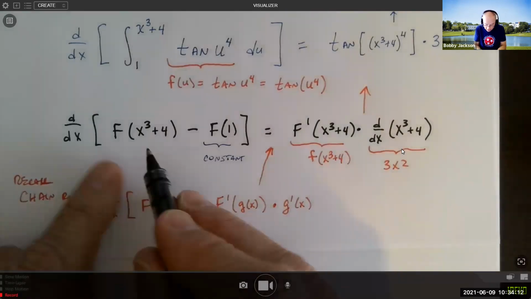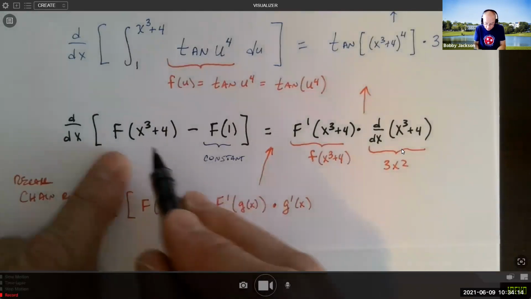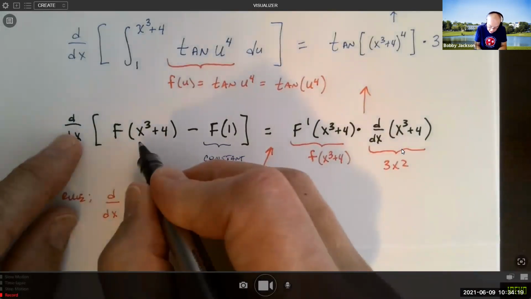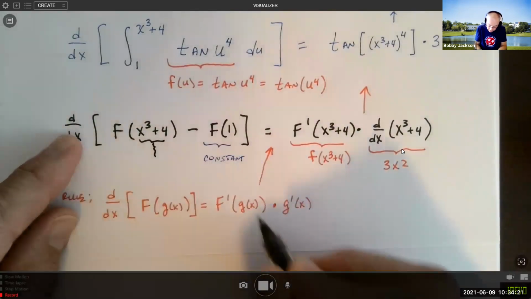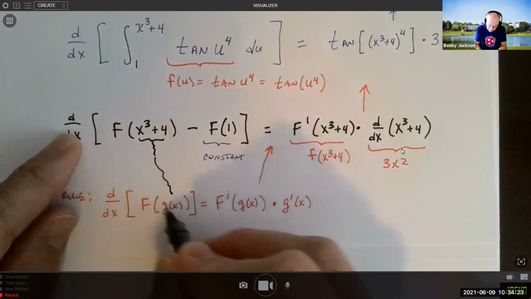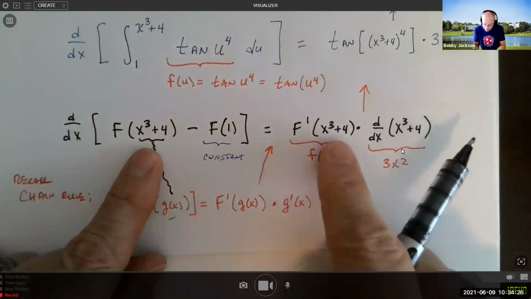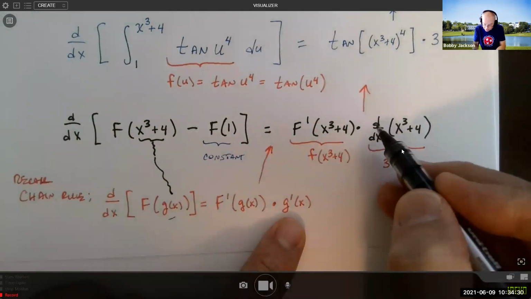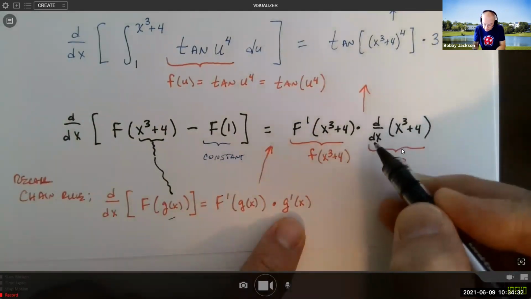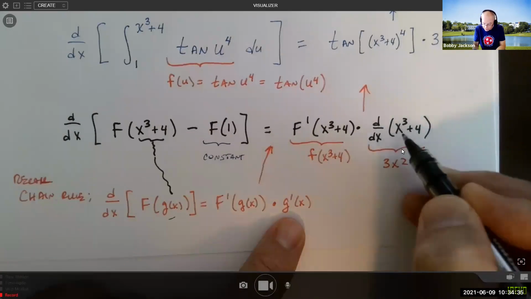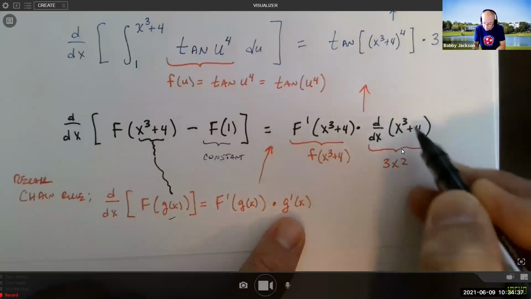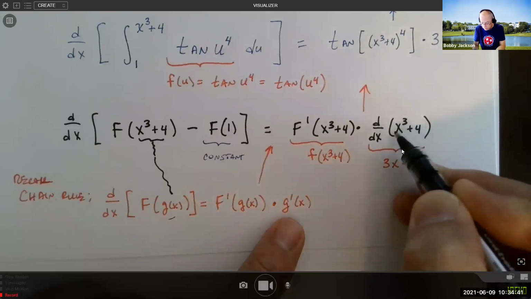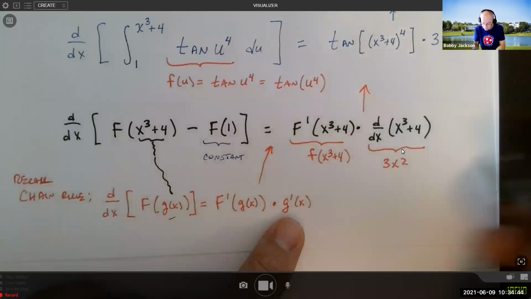So in this case, the outer function is capital F. So the derivative of the outer, F prime, all right? Evaluated at the inner. So the inner in this case, right, is what I'm calling this g of x. So x cubed plus 4 times g prime of x. Well, I can also write that in Leibniz notation, the derivative with respect to x. That's what the d over dx means, of x cubed plus 4. Well, what's the derivative of x cubed plus 4? Well, it's pretty easy. Power rule, 3x squared. Derivative of 4 is 0, right? So it's just 3x squared.